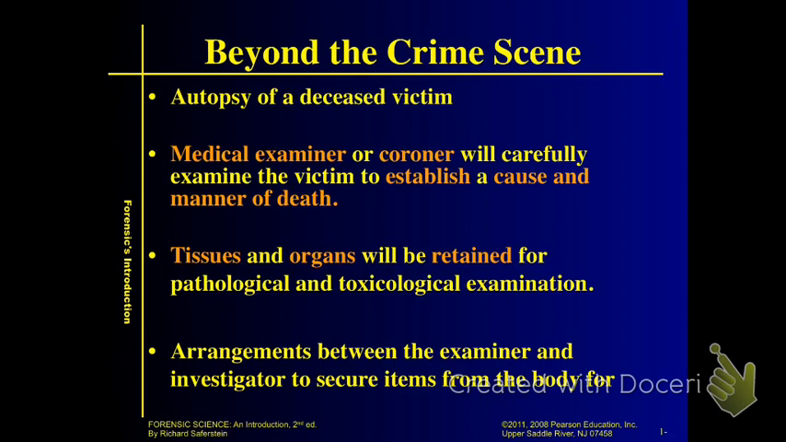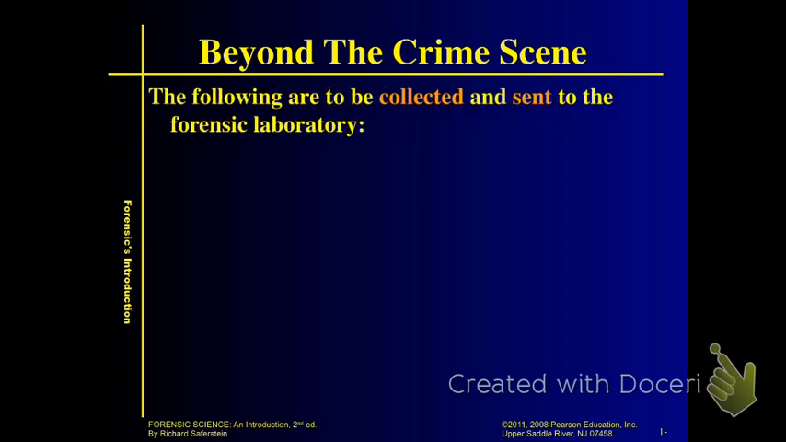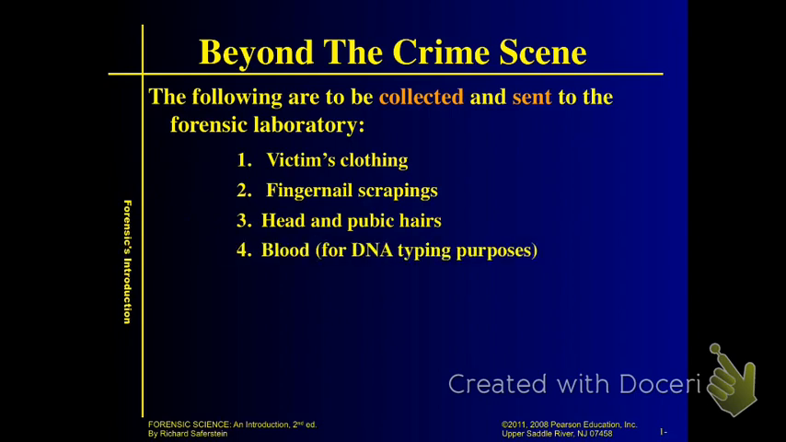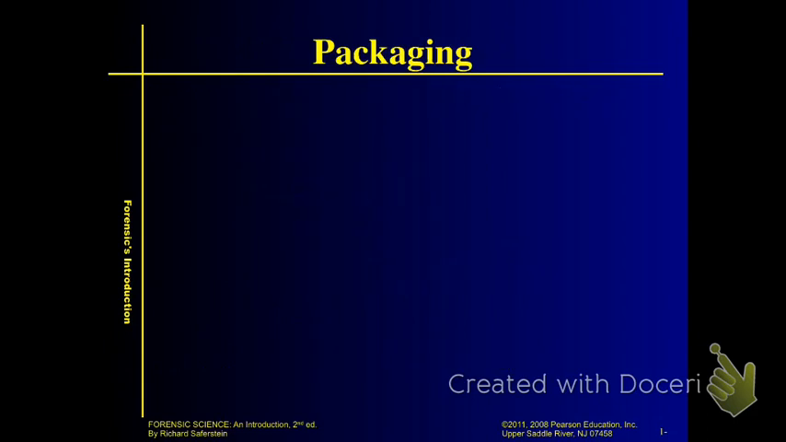So arrangements between the examiner and the investigator need to be made to secure items from the body for examination, for analysis. Things that are collected and sent to the forensic laboratory include victims' clothing, fingernail scrapings, hair, blood for DNA typing, vaginal, anal, and oral swabs in sex-related crimes, recovered bullets from the body.